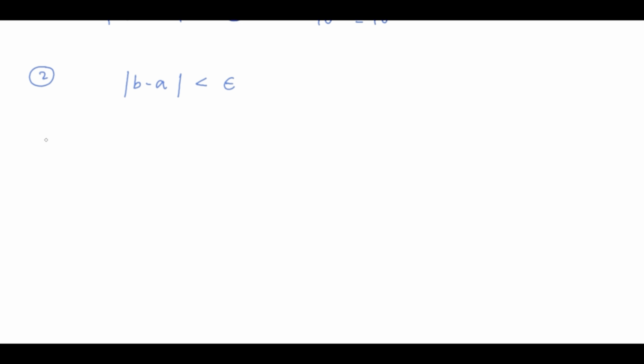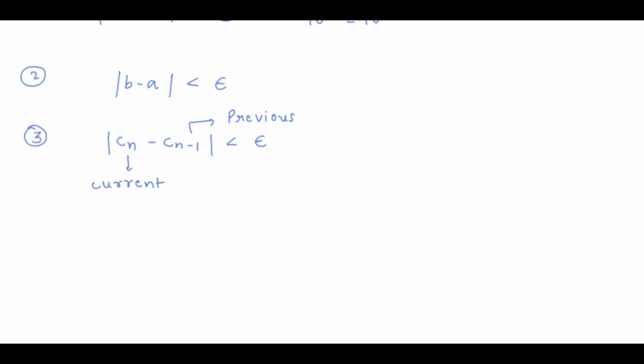In the third case, you can stop when the mod value of cn minus c of n minus 1 is lesser than epsilon, where cn is basically the current approximation and c of n minus 1 is the previous approximation. So if two successive approximations differ by only a very small amount, further iteration will produce only negligible changes.